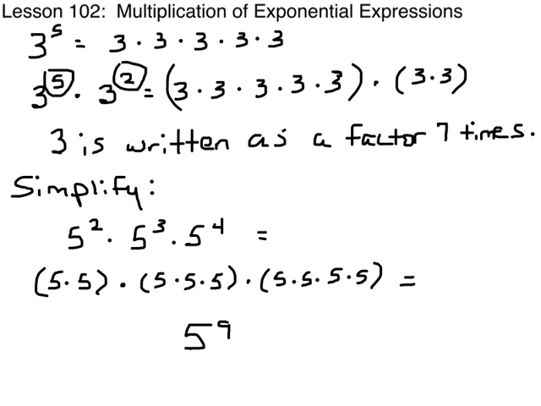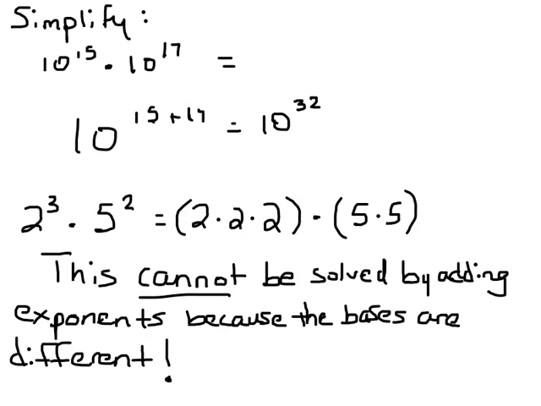First problem says simplify 5 squared times 5 cubed times 5 to the 4th. So what that means is 5 used twice here, 5 used 3 times here, and 5 multiplied by 5 four times here. When I add all that up, 5 is used as a factor 9 times. What I also can do is say 4 plus 3 is 7 plus 2 is 9. See how easy that is?